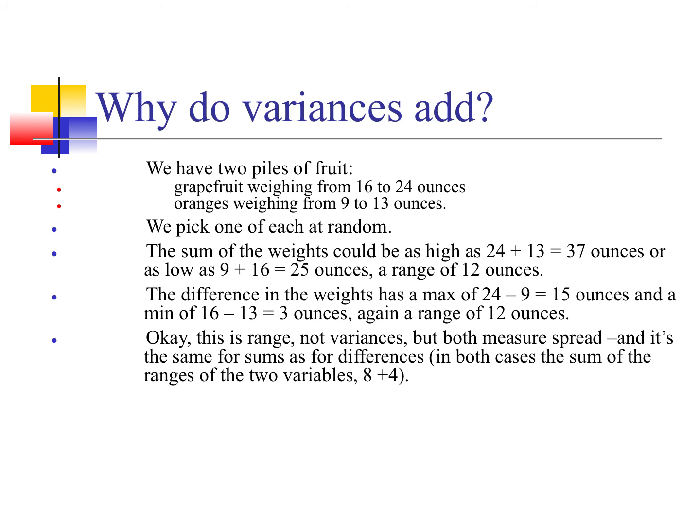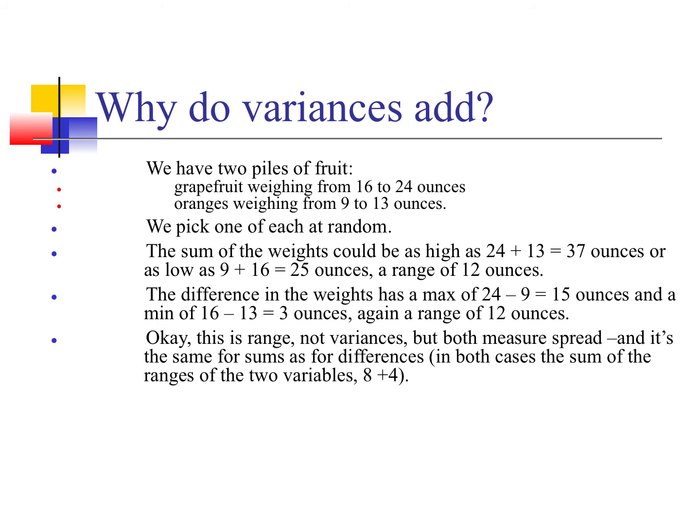We have grapefruit. They range from 16 to 24 ounces. And the oranges weigh from 9 to 13 ounces. If you pick one of each at random, the sums could be as high as 37, right? If I got the 2 largest, the highest the sum could be is 24 plus 13, which is 37. But if I got the 2 smallest, then my sum would be 25, which gives a range of 12 ounces.